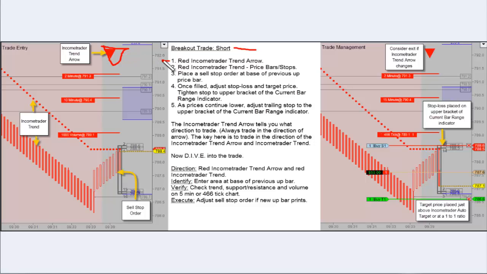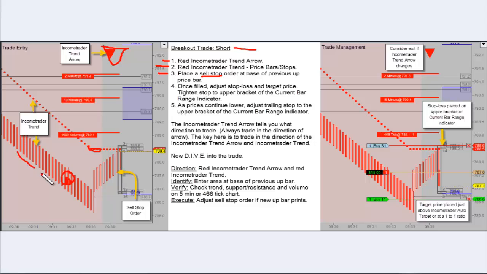All right, so in this case we have a red IncomeTrader trend arrow, so we move on to step number 2, the red IncomeTrader trend. That's based on the price bars and/or stops. I typically just look at the price bars. They're nice and big, easy to identify. And then what we want to do now is place a sell stop order, not a limit order. This is a sell stop order at the base of the previous up bar.